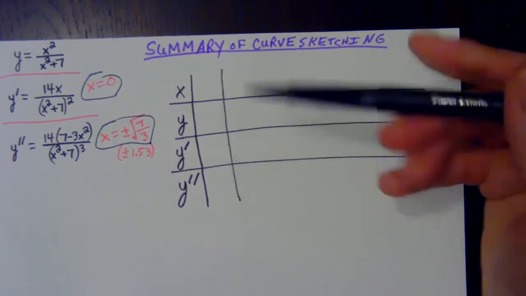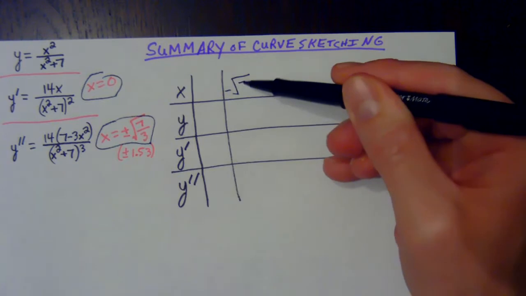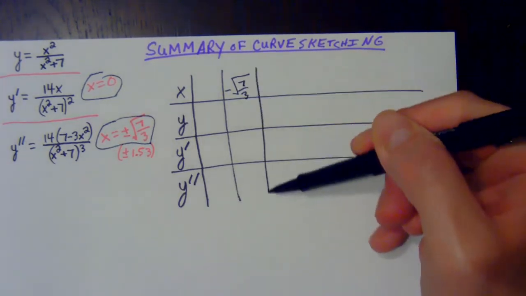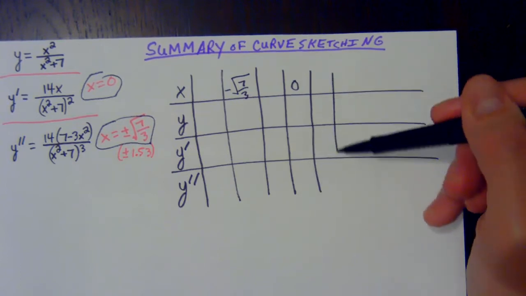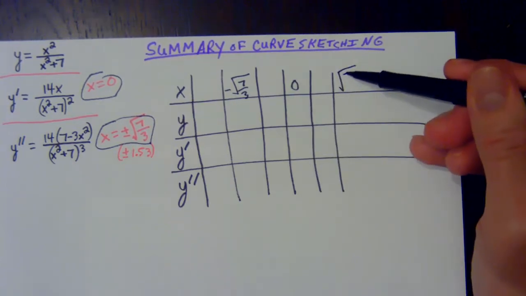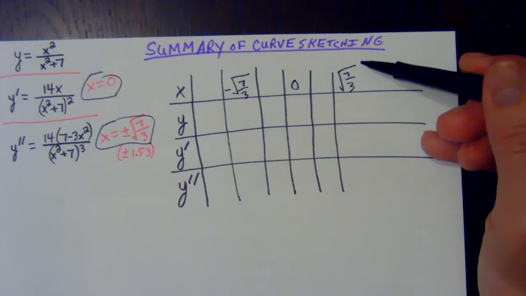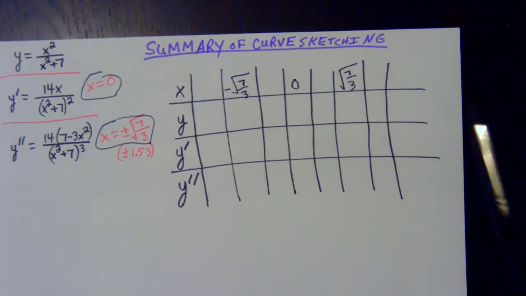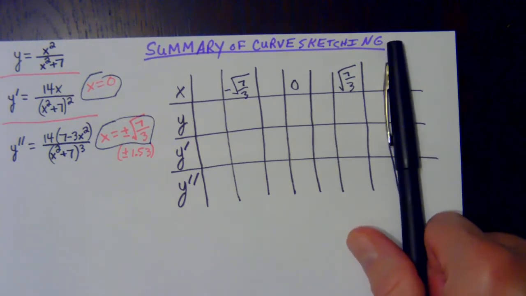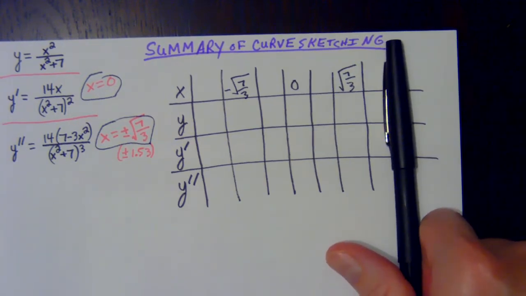So the first one we're going to do is the negative square root of 7/3. Leave a little space, going to throw in the 0. Leave a little space, and the positive square root of 7/3. And then leave a little space there. I actually didn't need this last line. That's kind of bugging me a little bit there. Just ignore that. But a little space to the left and to the right of each one.